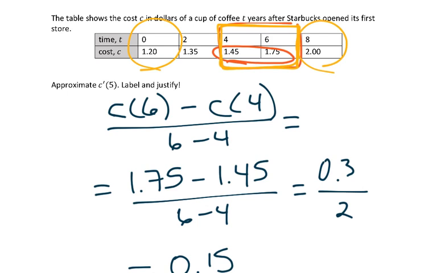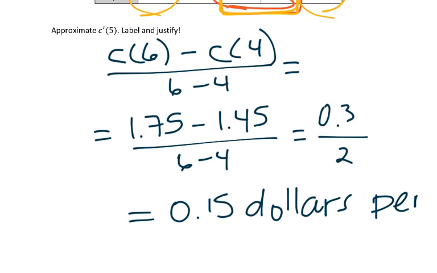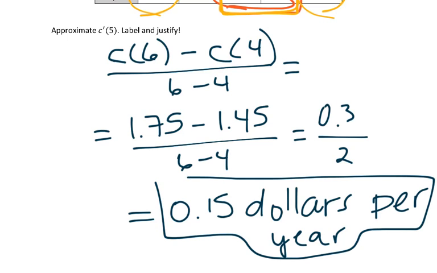0.15, so it's dollars per every year, per 1 year. So this is approximately the rate of change at that moment of time. So we know that it's increasing since it's a positive, so increasing by $0.15 per year.